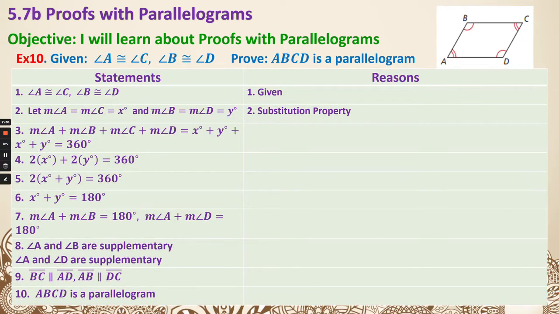Next, we got some real proofs. Number 10. Angle A and angle B are congruent. Angle A and angle C are congruent. Angle B and angle D are congruent. We're proving parallelogram. So this time, we're going to use something that we haven't exactly encountered.